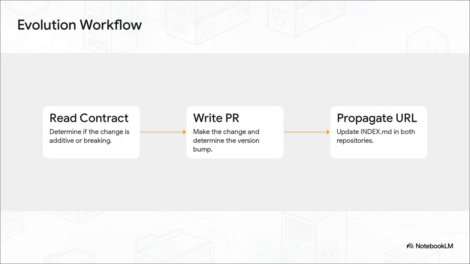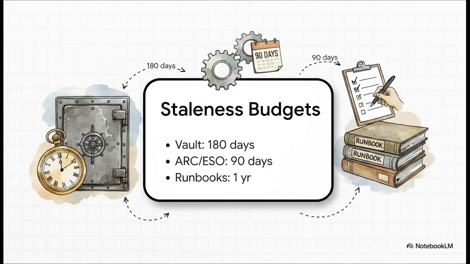Step 3 is the crucial one, propagation. You have to update the index files in both repositories in the same PR. Both sides must point to the identical version stamp. And please keep this in mind. Staleness budgets are not aspirational goals. They are the strict maintenance schedule for the contract's trustworthiness.